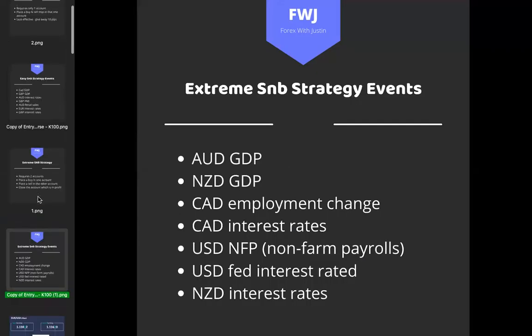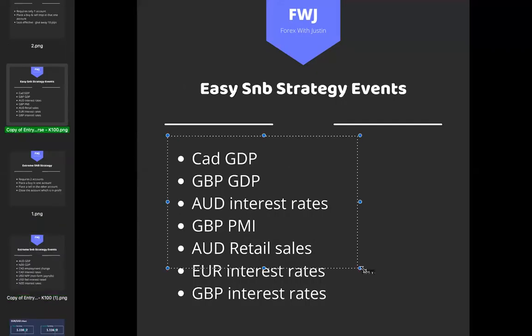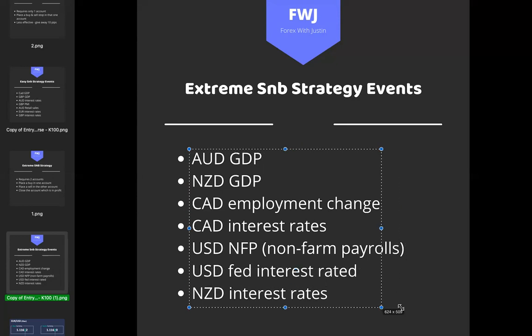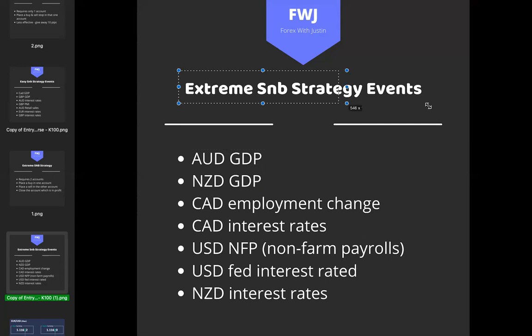Moving on. Just like the easiest SNB had a list of news events, the extreme also has its own list of events, which is this. This one has 7 events as well: AUD GDP, NZ GDP, CAD employment change, CAD interest rates, USD NFP, USD Fed interest rates, and NZD interest rates. This is the only list you should follow when it comes to the extreme SNB.